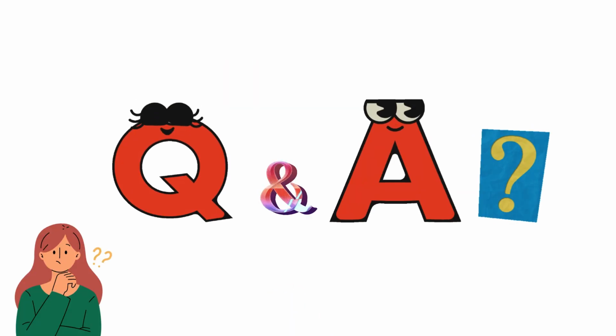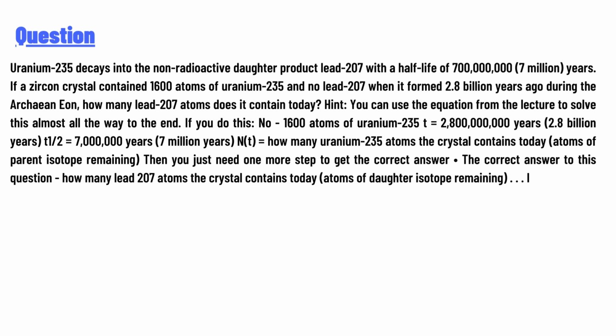So our today's question is: uranium-235 decays into the non-radioactive daughter product lead-207 with a half-life of 700 million years. If a zircon crystal contained 1600 atoms of uranium-235 and no lead-207 when it formed 2.8 billion years ago during the Archaean Eon, how many lead-207 atoms does it contain today?